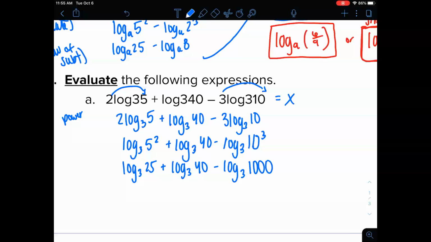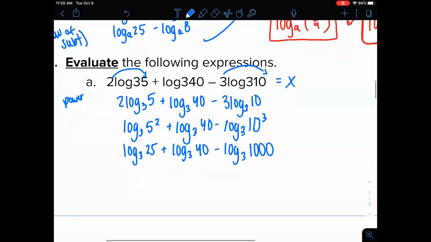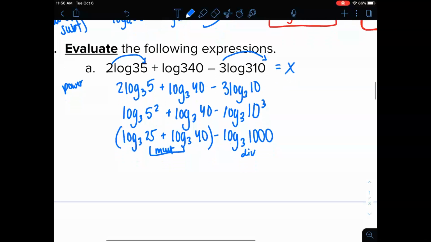Now what we can do is address these additions and subtractions. You can either do it as multiple steps or all in one step, and I'm going to do it all in one step here. Essentially, these two are going to get multiplied, and this entire thing is going to get divided by this. Based on order of operations, addition and subtraction are on that same level, so we work left to right. So what this turns into is log base 3 of 25 times 40 divided by 1,000.